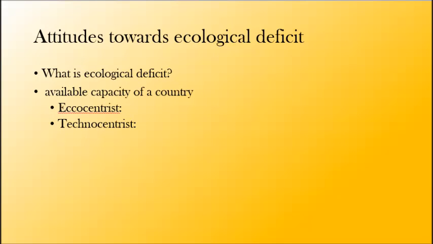This also leads up to the attitudes toward ecological deficiency. So what is ecological deficiency? It's the available capacity of a country. In other words, it's the biological productivity a country has in itself. The ecocentric believes that when there is ever a presence of deficit, it is key evidence that people are living an unsustainable life. However, technocentrics may believe that economic growth will provide better technology in order to solve the problem of ecological deficiency.